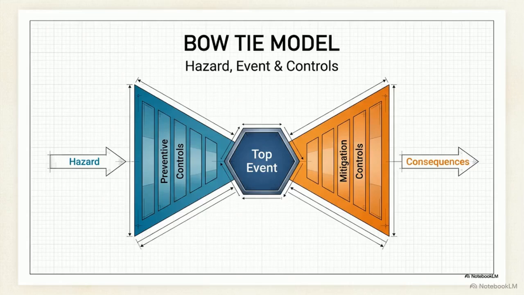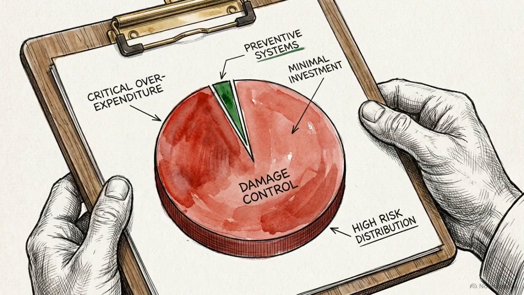The bow tie model visualizes defenses along a timeline. The blue left side maps preventative controls that stop a hazard from triggering the main incident. The orange right side maps reactive mitigation controls that minimize damage after an event occurs. Mapping out defenses this way makes it immediately obvious whether a company has built truly preventative systems or if they are relying almost entirely on damage control.